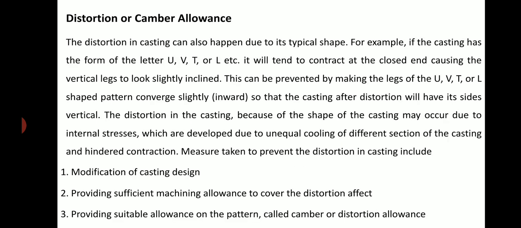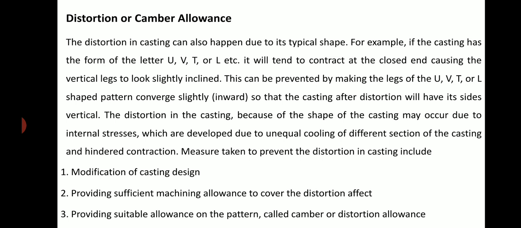Distortion and camber allowance. The distortion in casting can also happen due to its typical shape. For example, if the casting has the form of the letter U, V, T or L, etc., it will tend to contract at the closed end, causing the vertical legs to look slightly inclined. This can be prevented by making the legs of the U, V, T or L-shaped pattern converge slightly inward so that the casting after distortion will have its sides vertical.